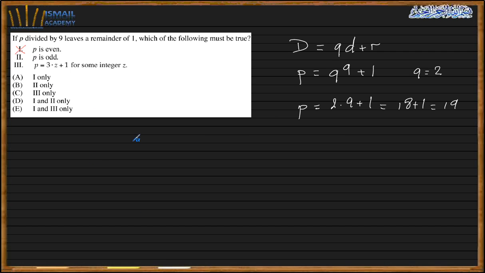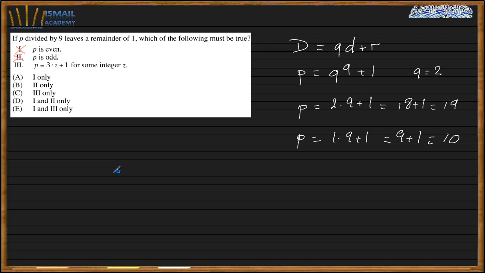Now, is p always odd? Let's see. Let's pick 1 for the quotient. So p equals 1 times 9 plus 1, which is 9 plus 1, 10. P can be even, which means it's not always odd.